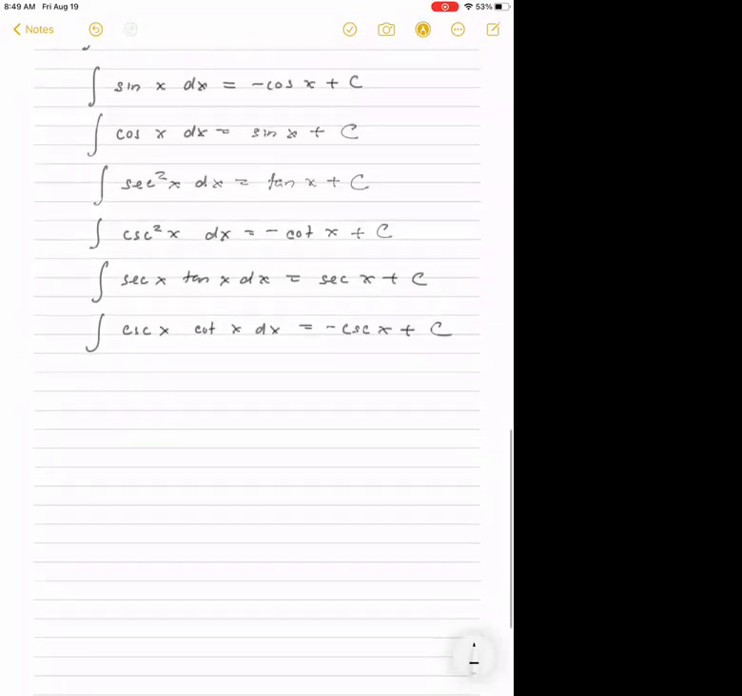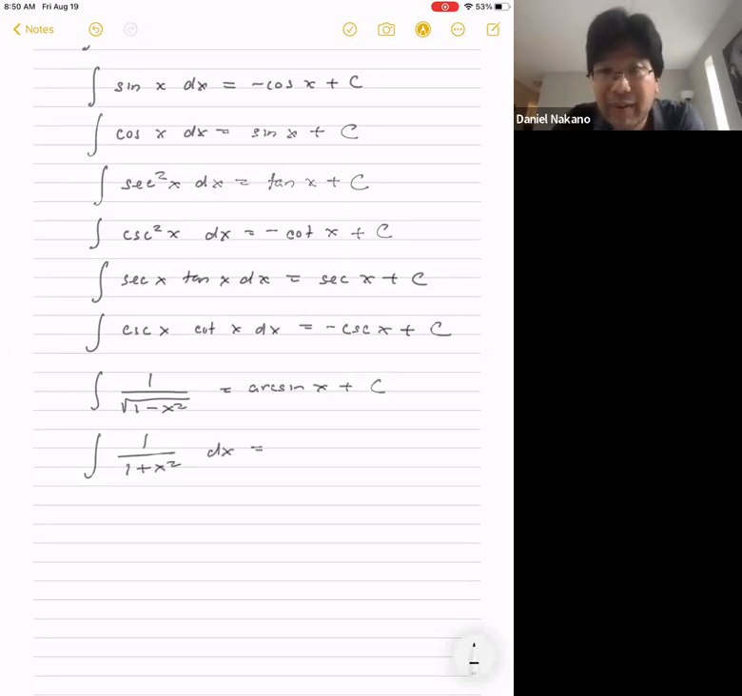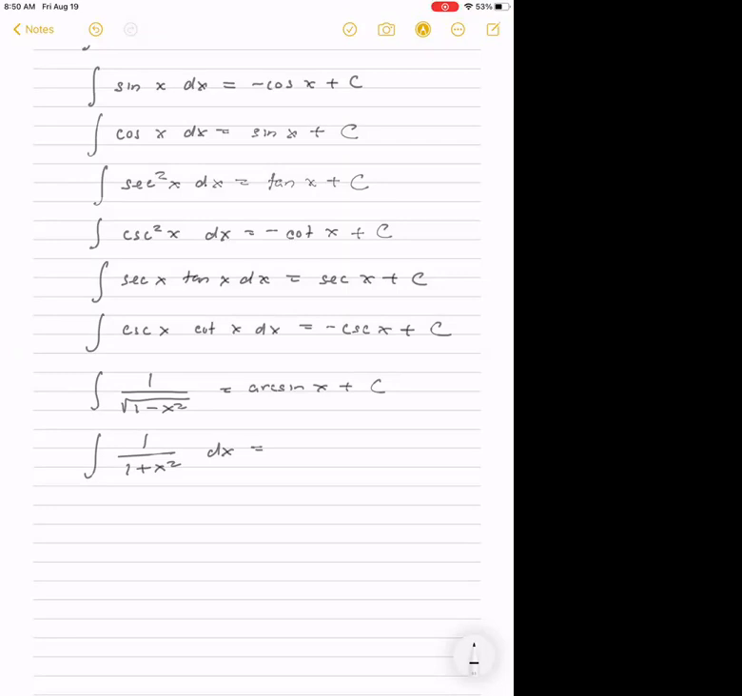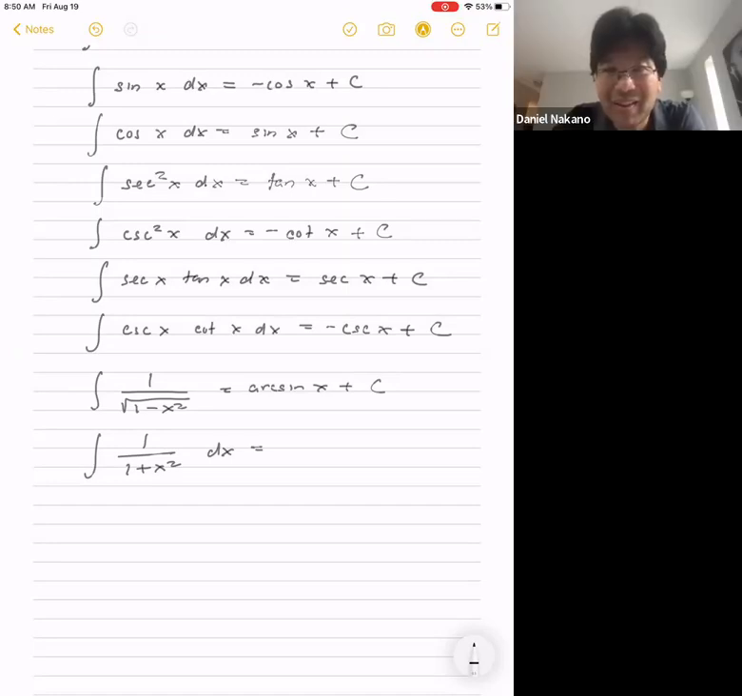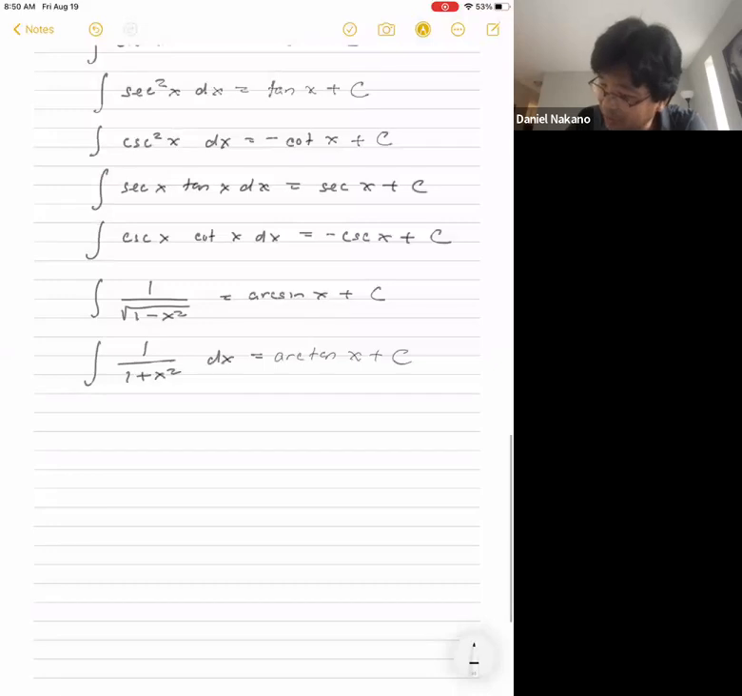Now, the ones which are a little bit more esoteric are if you take 1 over the square root of 1 minus x squared, you get the inverse sine, right? So the arc sine of x plus c. And the integral of 1 over 1 plus x squared dx, so what's the antiderivative here? Or cosine. Well, I was kind of giving an answer. This was tangent. It's arctangent. Thank you.